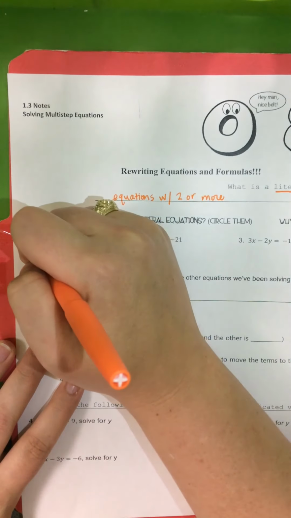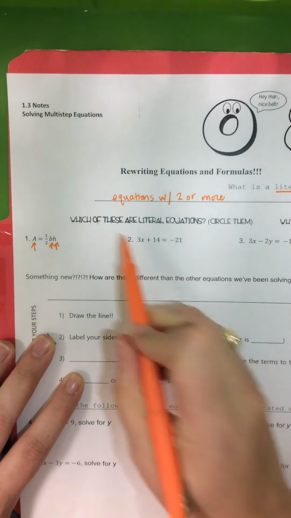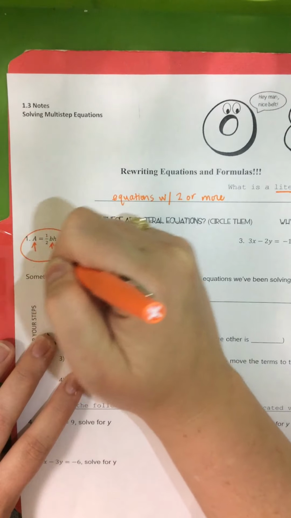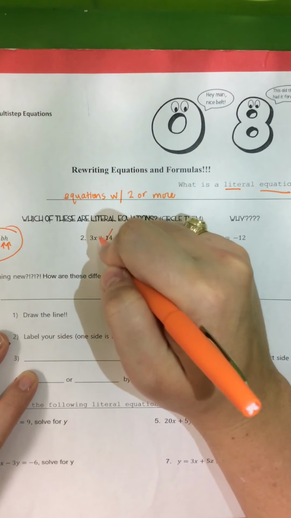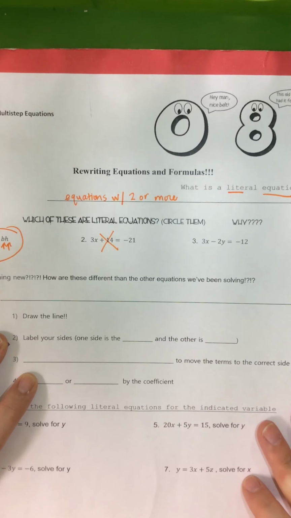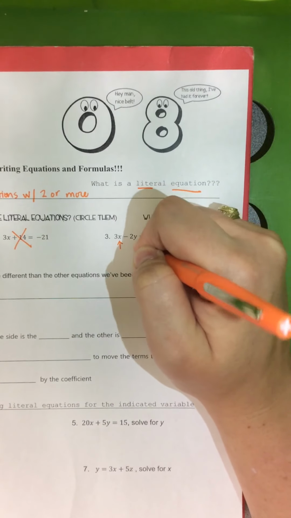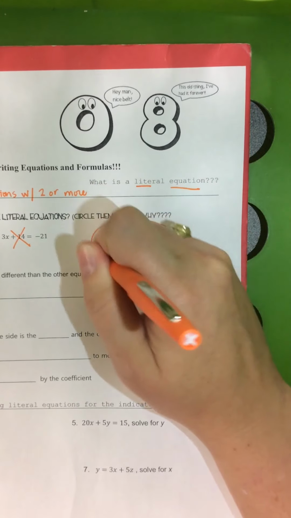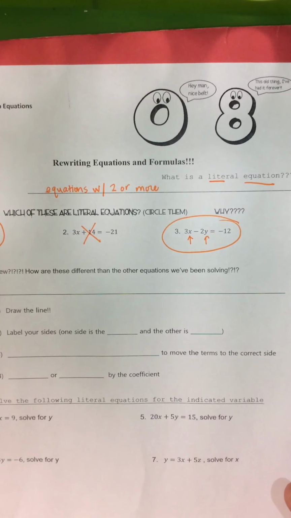This has three variables: 1, 2, 3. It says circle all the literals. This one has three variables, so that's going to be literal. Looking at the second one, it only has one x. That is not a literal equation. That's just what we've been doing so far, a one variable equation. This one has two, 1, 2, and we said it's two or more. So this has two letters, it's going to be a literal equation.